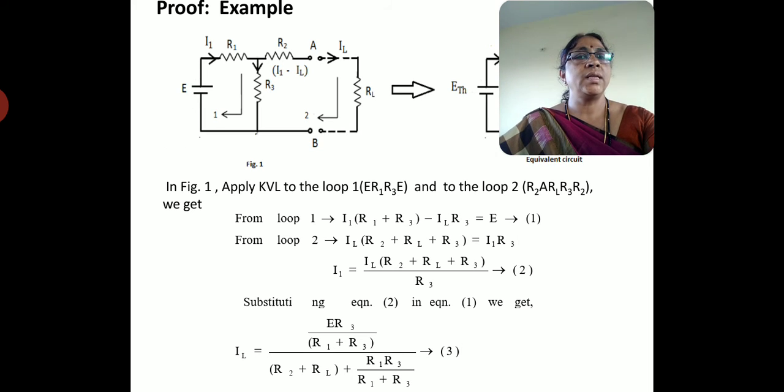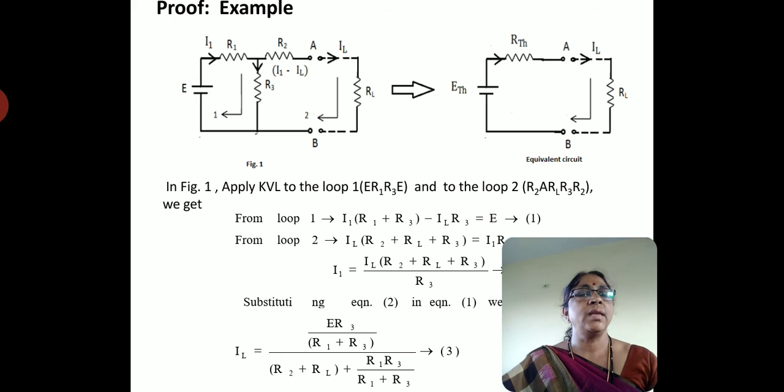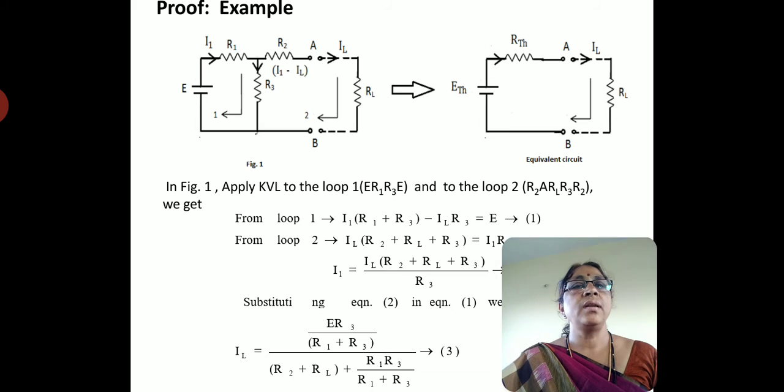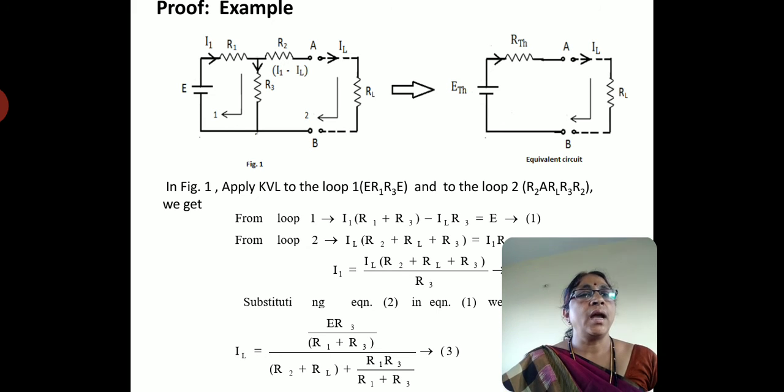And now let us prove Thevenin's theorem. This is a simple example in which R1, R2, R3 are connected in a T shape. R1 and R3 are connected with one voltage source E, and RL is the load resistance. Here it has two loops, two meshes, number 1 and number 2.